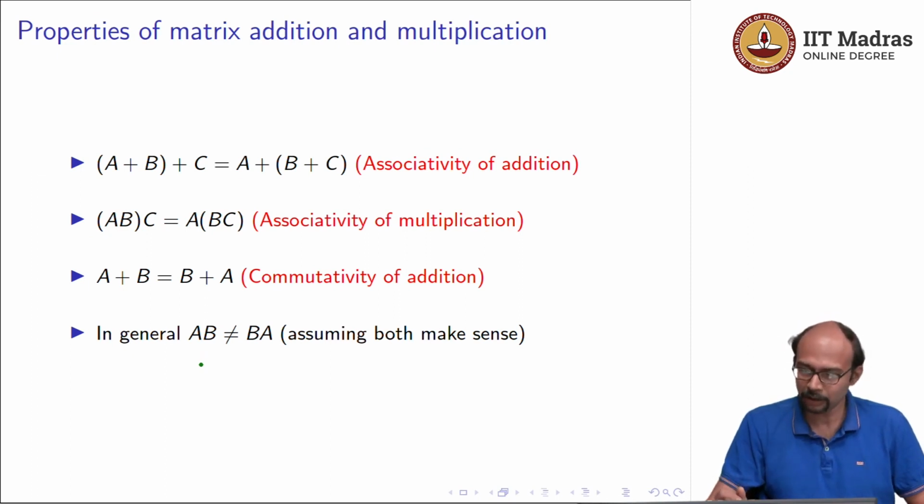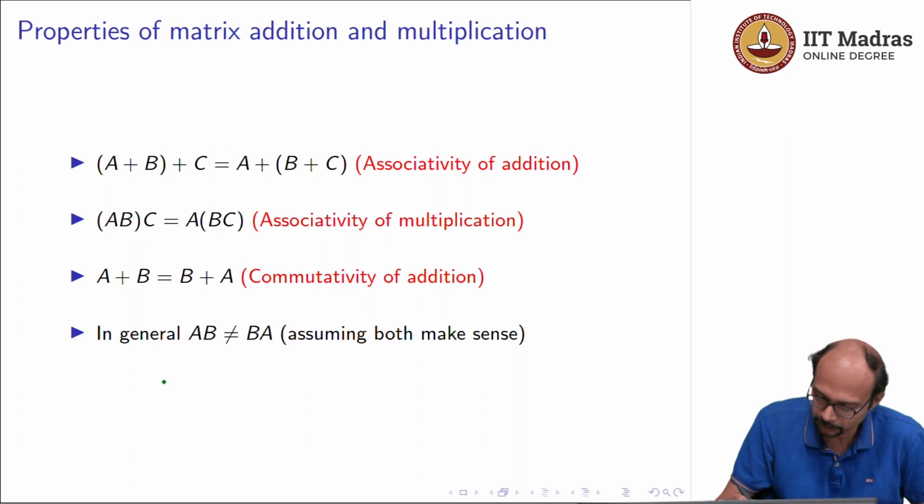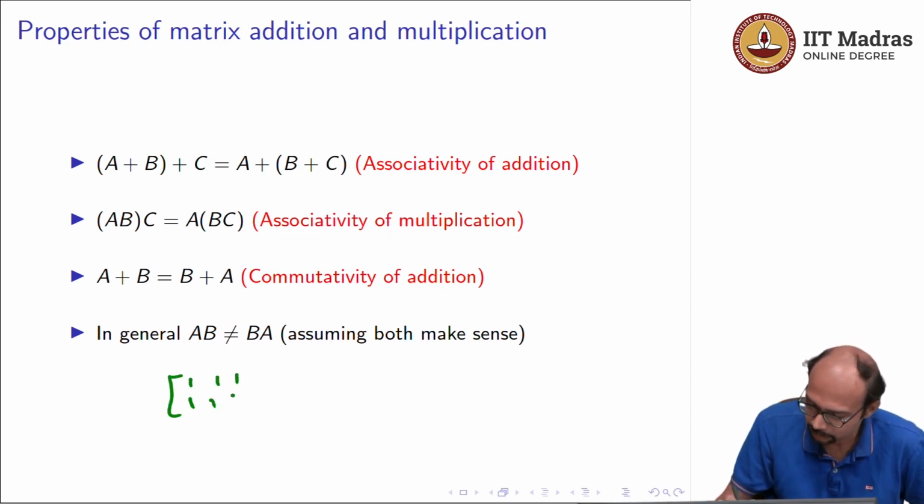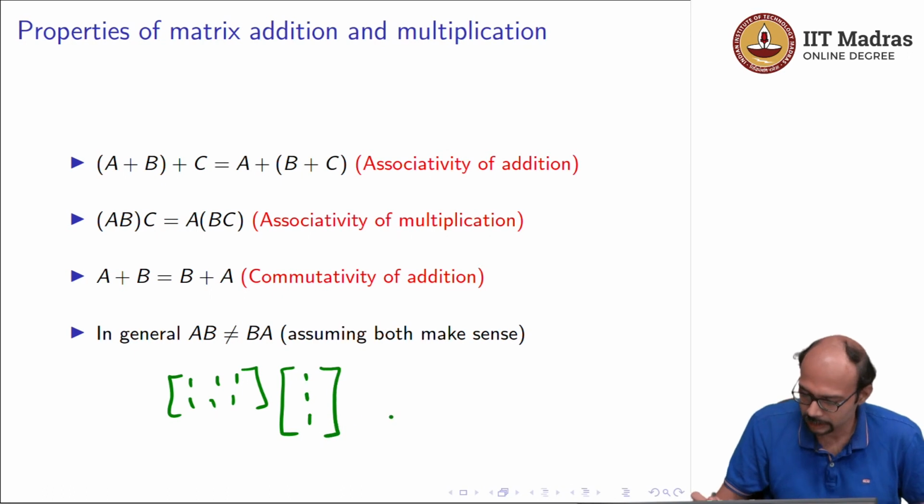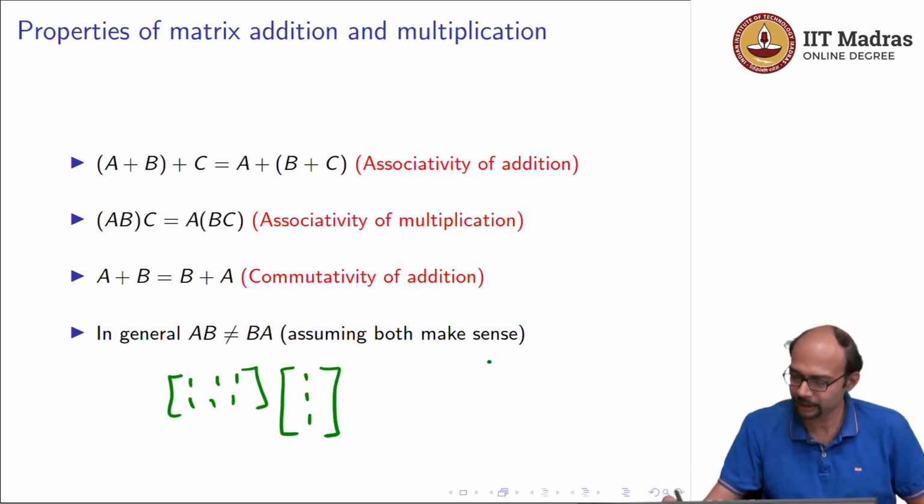Why is that? Because A times B means that the number of rows of B is the same as the number of columns of A. On the other hand, B times A means the number of columns of B is the same as the number of rows of A. This may not happen, right? So for example, if you take something like this, I can multiply by 1, but the other way does not make sense.